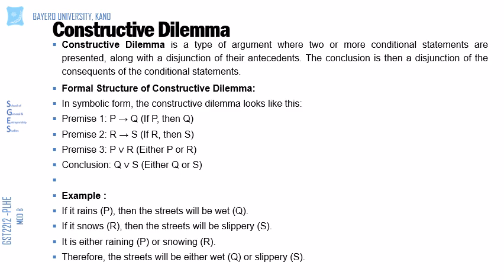Now let's see an example of this. If it is raining, the street will be wet. If it snows, the street will be slippery. Now it is either raining or snowing. The conclusion will be the street will be wet or slippery, meaning you can't conclude one statement alone. You have to combine them. That's why we call it dilemma.